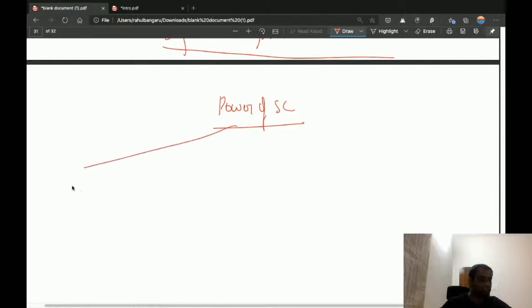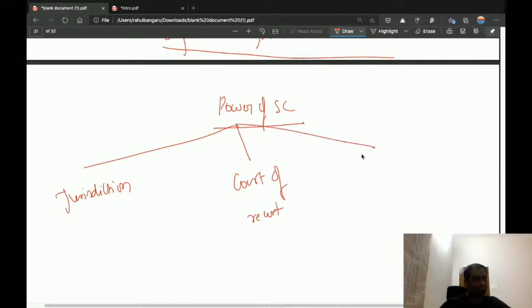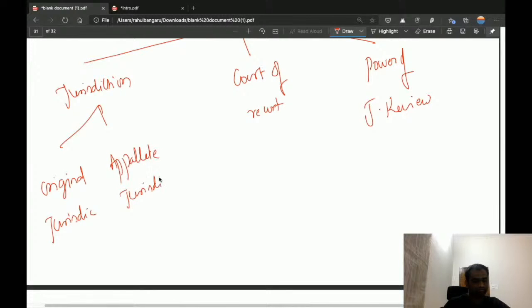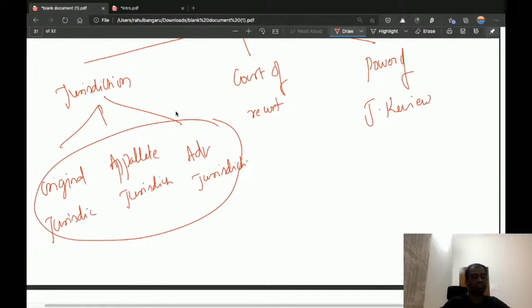Now in the power of Supreme Court we will discuss the jurisdiction of Supreme Court, and we will discuss the power of Supreme Court called court of record, and then we will also discuss the power of judicial review of Supreme Court. Okay, so in jurisdiction we will discuss various things like the power of original jurisdiction given to Supreme Court, appellate jurisdiction, and advisory jurisdiction. So all these things we will discuss in this video right now.